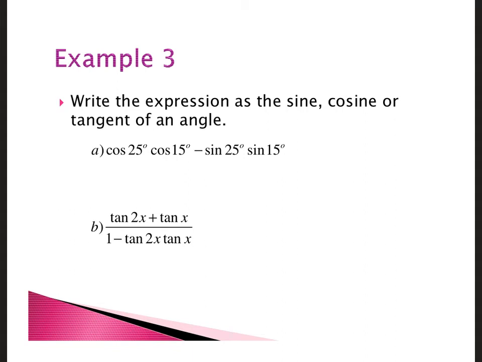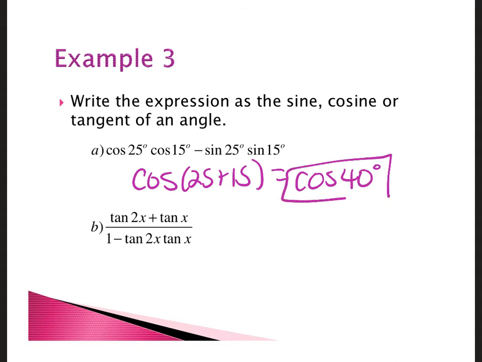So A says cosine of 25, cosine of 15, sine of 25, sine of 15. First of all, which of the sum and difference formulas does cosine, cosine, sine, sine? Cosine. So I know the trig function is going to be cosine. What does that tell you to do? Does it say keep the sign in the middle or change it? Change it. So this actually becomes 25 plus 15, and that becomes cosine of 40. That is not on your unit circle.